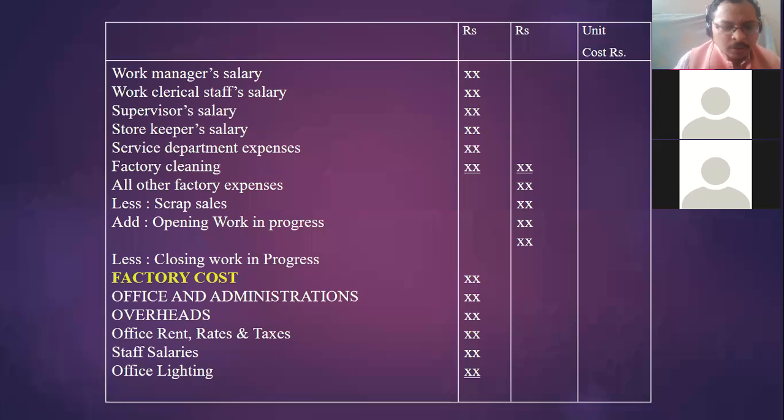So in prime cost we have to adjust factory related expenses, which is known as factory overhead. We deduct scrap sale, add opening stock of WIP, and deduct closing stock of WIP. You will get factory cost. This is also called works cost. Prime cost was the first stage; now it is factory cost or works cost. Is this clear, everyone?